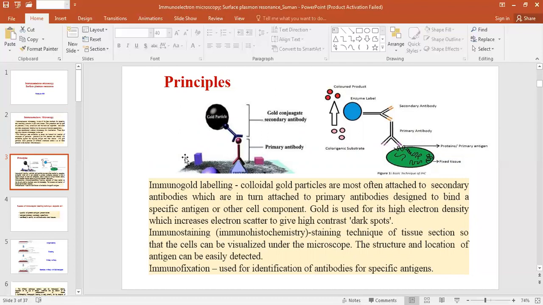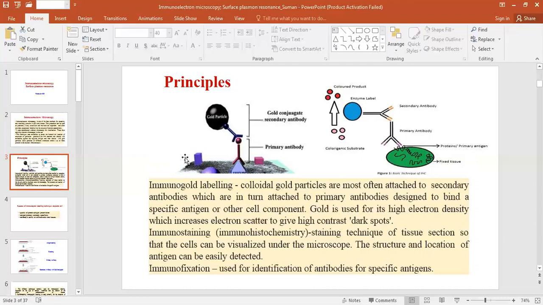Here, instead of a fluorescent probe with the secondary antibody, which we conjugate in the immunohistochemistry process, in immunoelectron microscopy we are using an immunoglobulin conjugated secondary antibody, and this particular process is known as immunogold labeling.